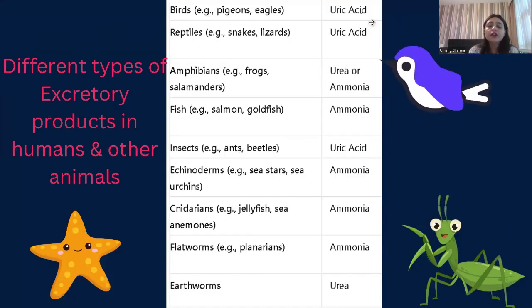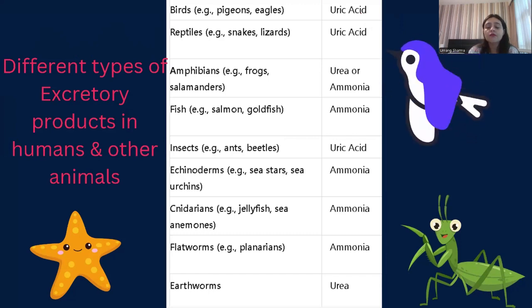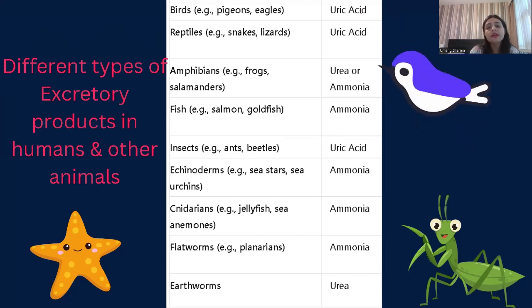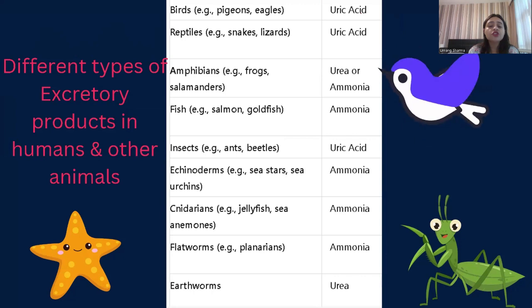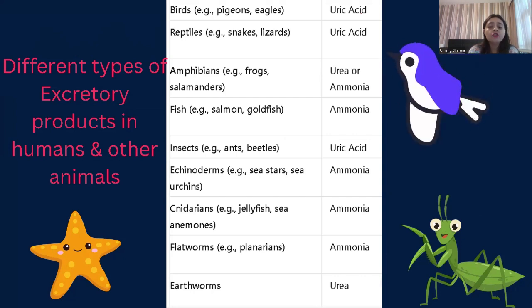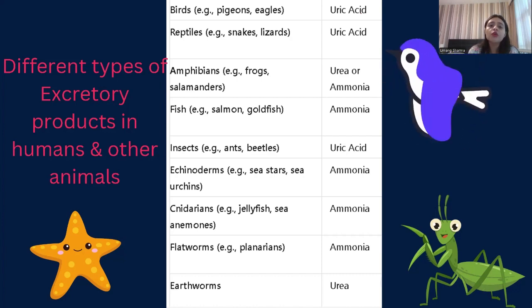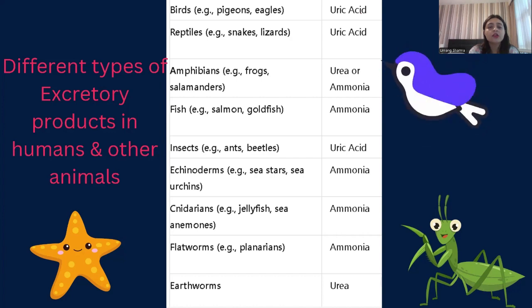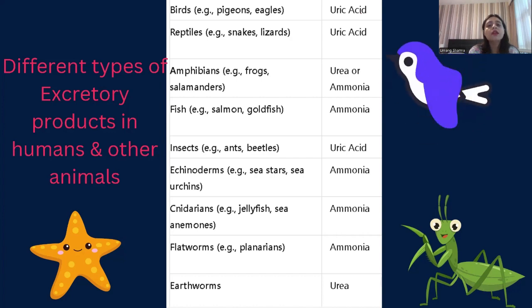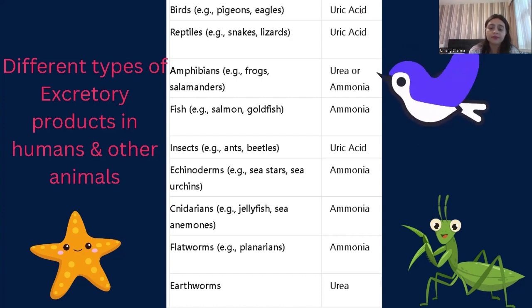Okay, so these are the different types of excretory products which are excreted in humans and different animals. In birds it's uric acid, in reptiles uric acid, in fish it's ammonia, and in earthworms you can see it comes out like urea only. Sometimes a question may ask you about the different excretory products from different humans and animals, so you can take these as your solutions.